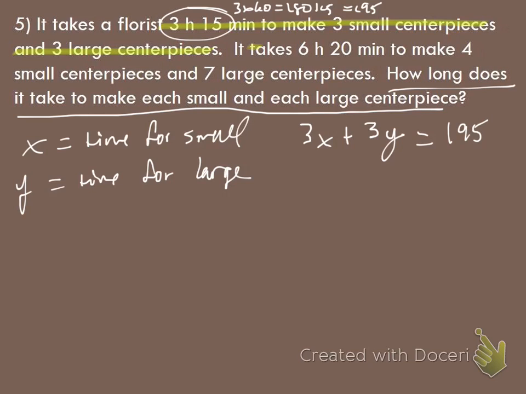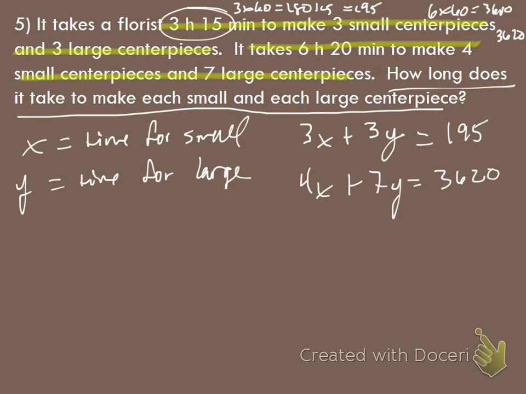And your next equation comes from this right here. Right? And it's going to set up the same way. So 4 smalls and 7 larges has to equal 6 hours and 20 minutes. So 6 times 60 is 3,600 plus the 20 minutes, so 3,620. And there are your two equations. Okay?